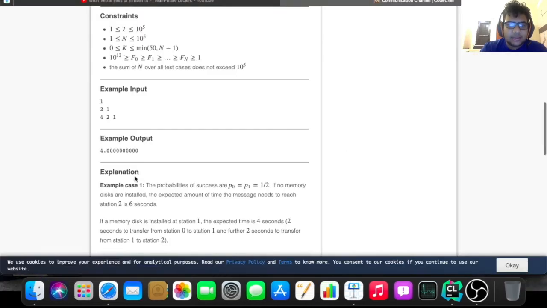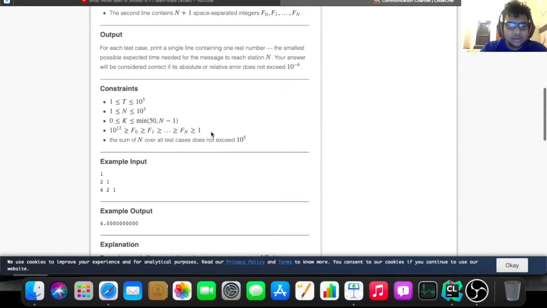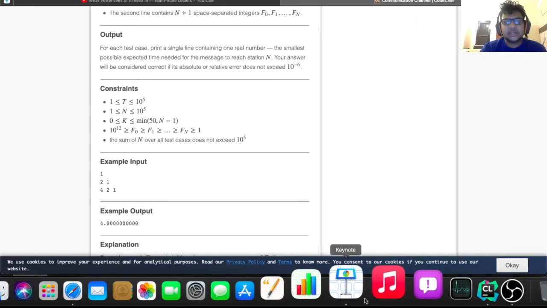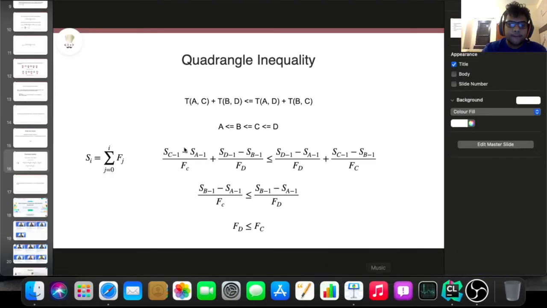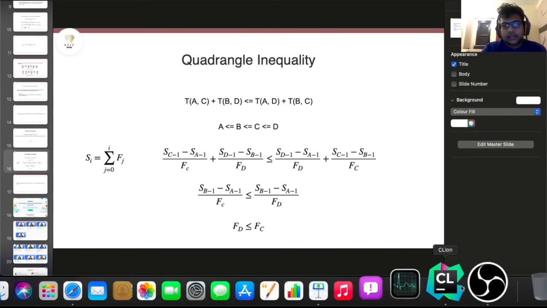And luckily, in our input, which I said would help us earlier, is this inequality, right? So this proves that f of d, where d is greater than c, is always less than or equal to f of c, right? Because it's in decreasing order. So we can use divide and conquer dp. This proves it. So let's actually code it in.